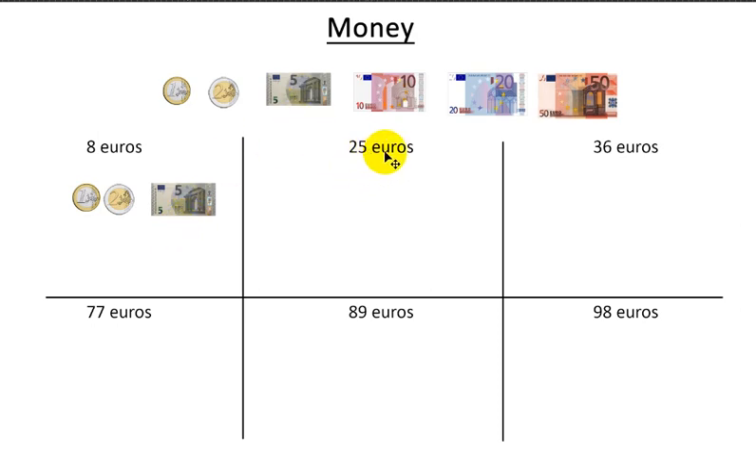Let's go on to 25. Can I use the 50? No, because it's more than 25. Can I use the 20? Yeah, because that's less. 20. Now, can I use the 10? No, because then I would get to 30, and that's more than 25. Can I use the 5? Yes, and 20 and 5 is 25. That's another way to do it.